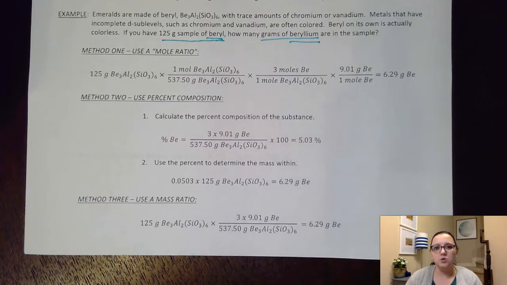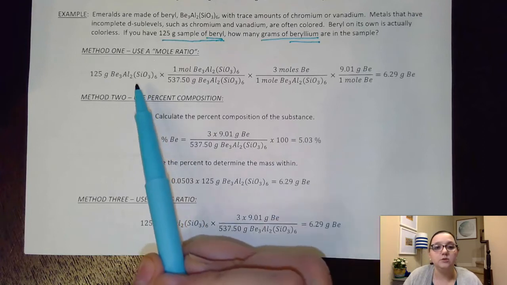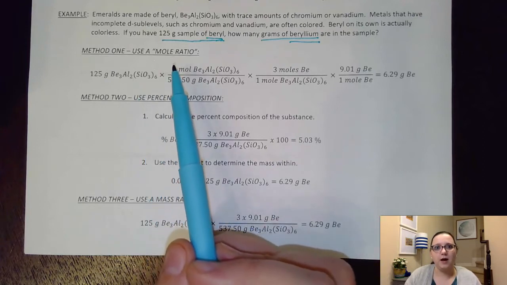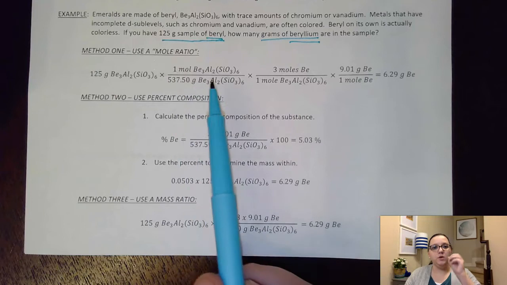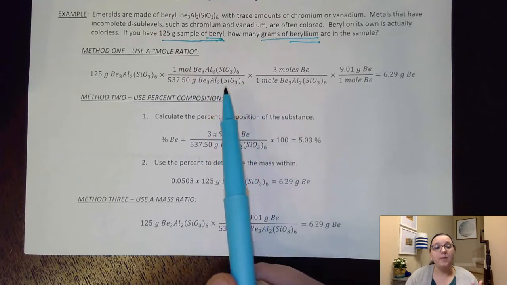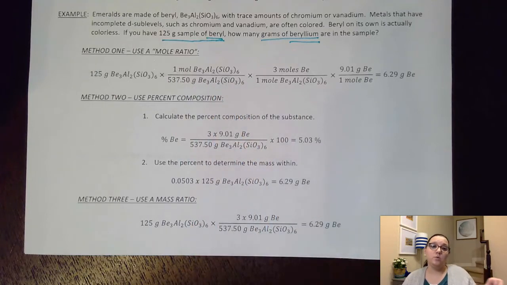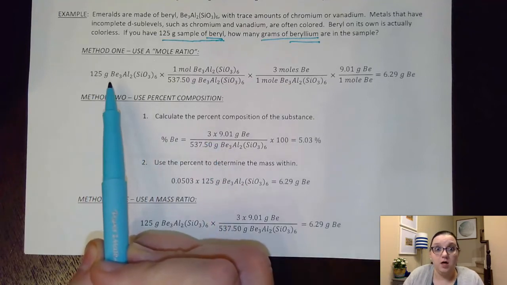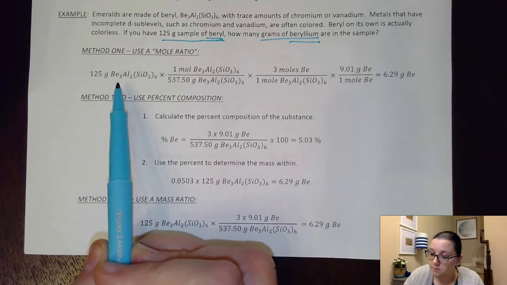So I'm going to need to do something a little bit extra than just going between grams and moles and particles. I'm going to need to set up some sort of ratio between the compound and the element inside of it. And there's a couple different ways to approach that. Method 1 here is using what's called a mole ratio, where I can set up a ratio between 1 mole of my overall compound versus the number of moles of element that are inside of it. So you can see here they started off with 125 grams of the beryl.